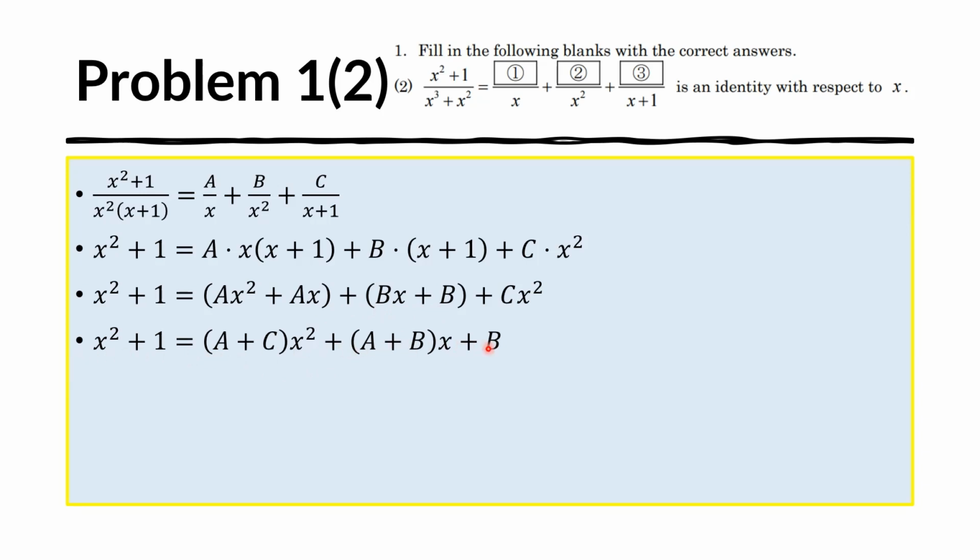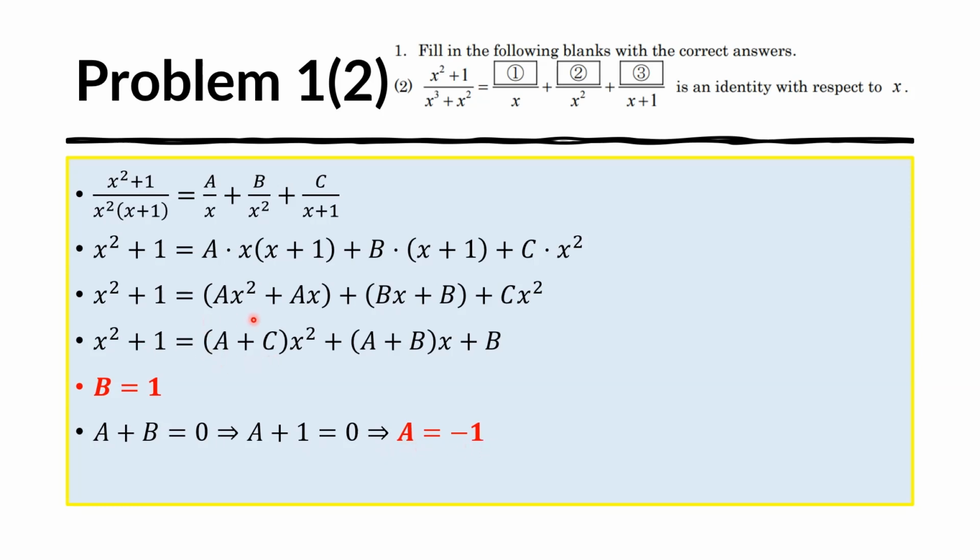Now we can compare the coefficients of the left and the right. So here we have 1 as the constant term, and here we have b as the constant term. Therefore, b equals 1. So that will go here. Now we can compare the coefficients of the x term. Here the coefficient is a plus b. Here the coefficient is 0. Therefore a plus b equals 0. And we already know b to be 1, so we substitute that here and we get a equals -1.